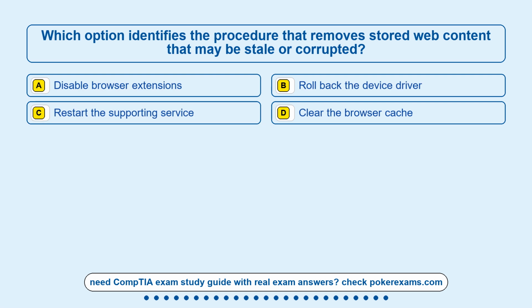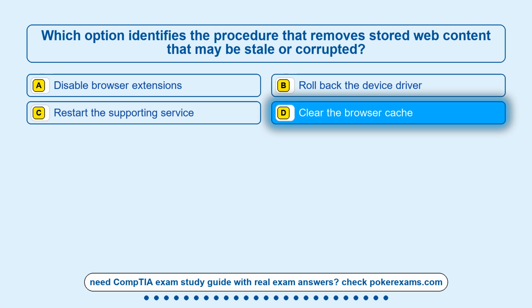Question 25. Which option identifies the procedure that removes stored web content that may be stale or corrupted? Option A. Disable browser extensions. Option B. Roll back the device driver. Option C. Restart the supporting service. Option D. Clear the browser cache. The correct answer is option D.